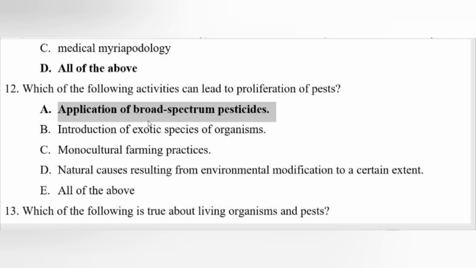So they are broad spectrum to mean that they are not targeted. Targeted means that when you apply it, it will only affect the organism for which you did the application. For example, we have something we call BT, Bacillus thuringiensis. When it's applied, it can only have effect on mosquitoes and black flies.